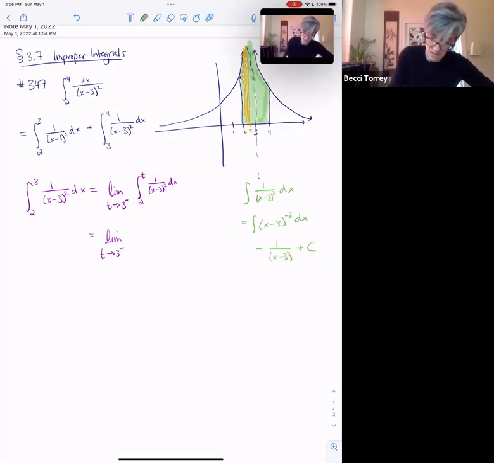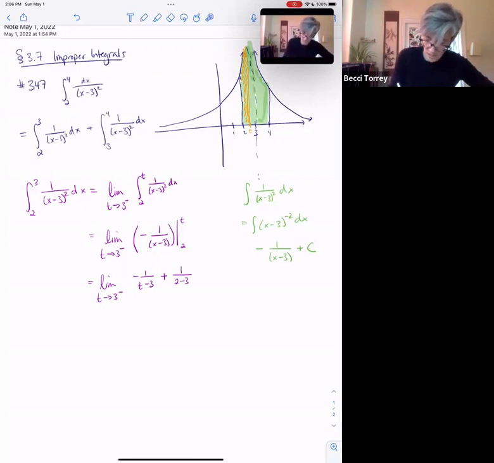So now we're taking the limit as t goes to 3 from the left-hand side of the antiderivative, minus 1 over (x minus 3), evaluated from 2 to t. This is the limit as t goes to 3 from the left-hand side of minus 1 over (t minus 3), minus, which is plus, 1 over (2 minus 3), which again is minus 1. t is going to 3, but this is in the denominator. So as t goes to 3, the numerator is fixed, the denominator is going to 0. So this is blowing up to infinity.